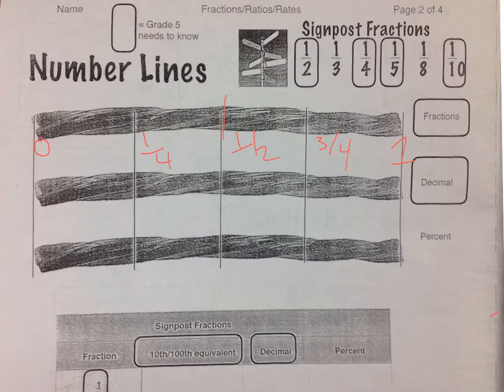Now in terms of decimals, this is 0.0. Half is 0.5. And 3/4 is 0.75. 1/4 is 0.25. So these are some of the decimals and fractions I think you should just know.